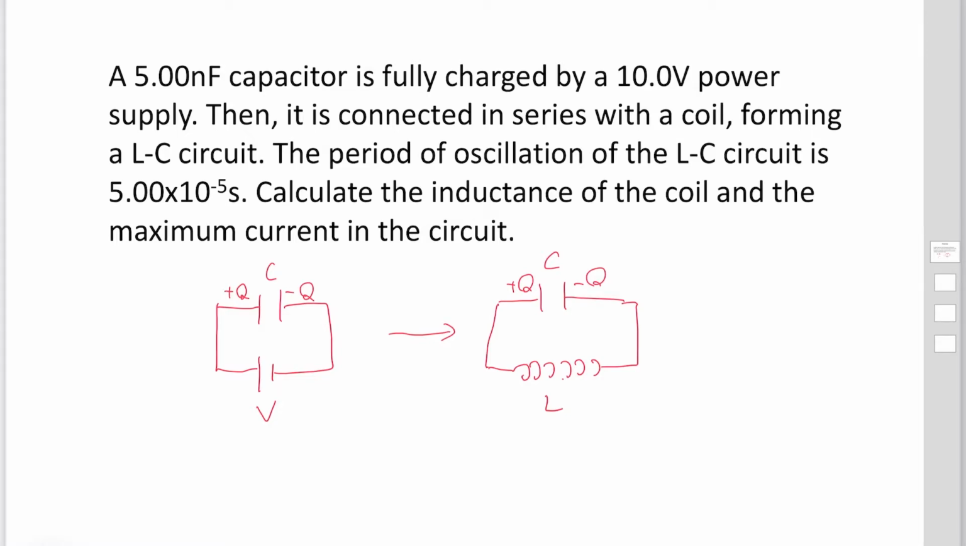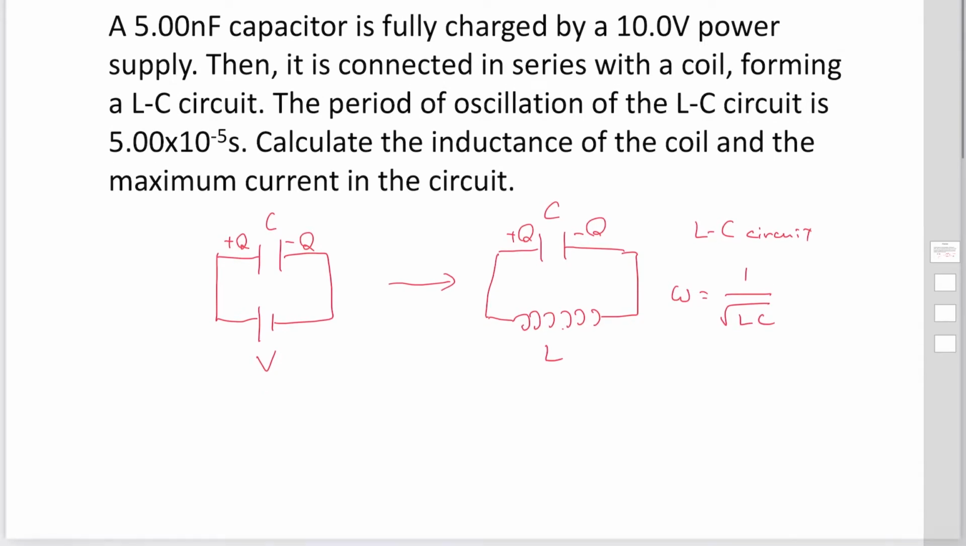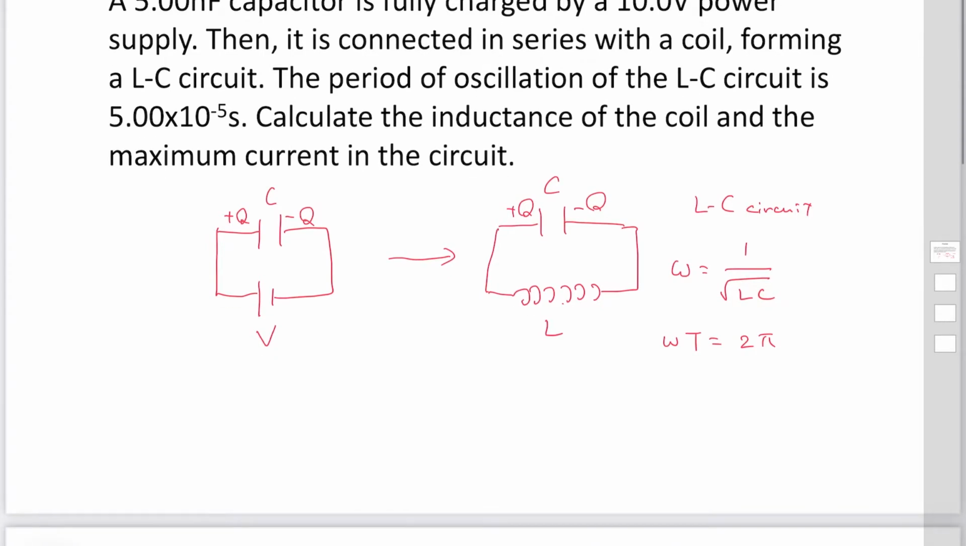Then when we study the LC circuit, the angular frequency omega is given by 1 over square root of LC. So if you consider omega times T, the angular frequency times the period, it becomes 2 pi. So the period T is expressed as 2 pi over omega. So this becomes 2 pi square root of LC.